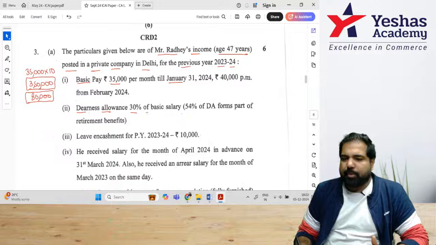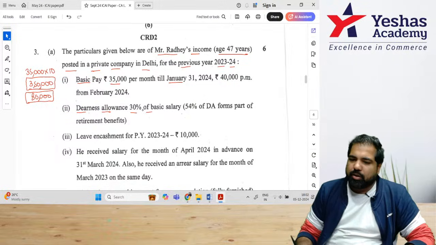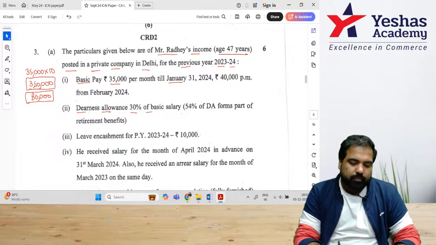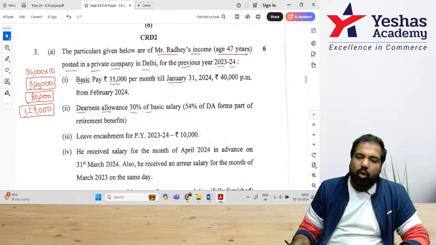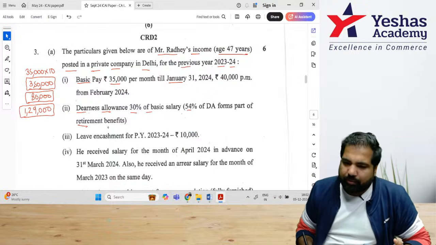Dearness allowance is 30% of his basic pay. So whatever is basic pay, 30% of that will be dearness allowance. Let's calculate that. So 4,30,000 into 30% is 1,29,000, guys. 1,29,000 is his dearness allowance. All this will be taxed. Only 54% of the DA is forming part of retirement benefits.